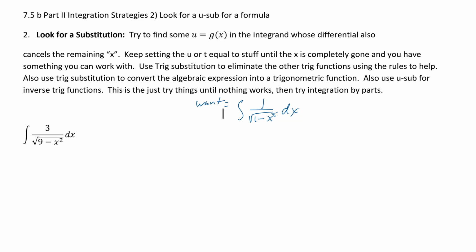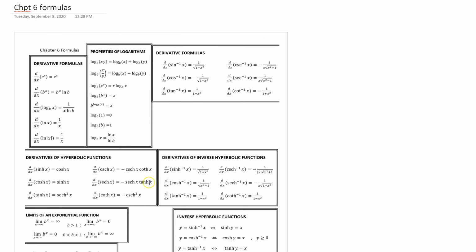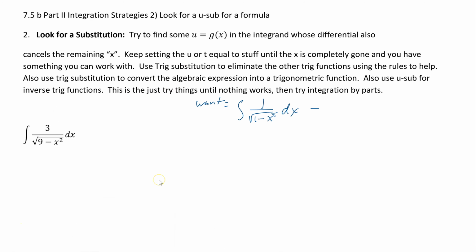So let's go look back at our tables and see what we get. So looking at these, do you see it yet? Yeah, right there. So that's it. So that means the integral of this would be inverse sine of x. So we need to create the 1 over the square root of 1 minus x squared so that we can make it into inverse sine when we take the integral. So we know this will become this. So now all we have to do is a little modifying to make it work.